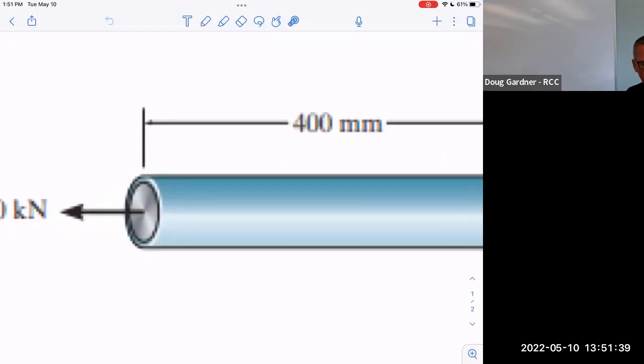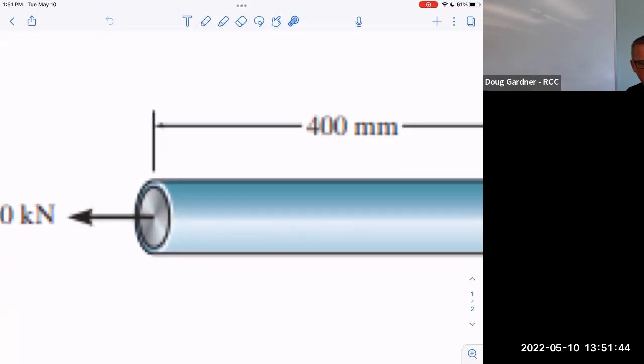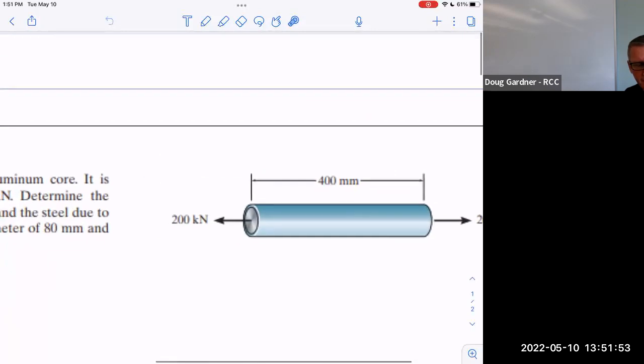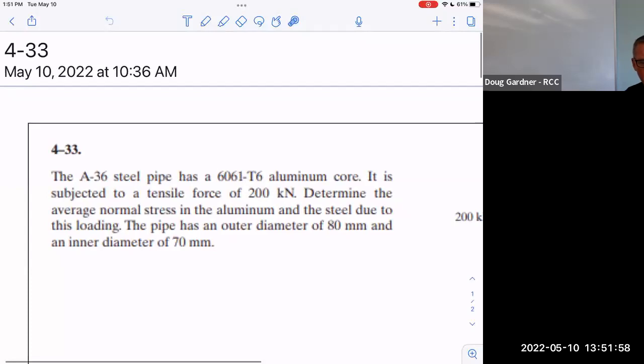But notice the drawing. What do you notice about that end right there? Notice there's blue on the outside and gray on the inside. It could just be hollow. But look what it says about it. Same material, A36 steel pipe, has an aluminum core and it's being pulled on. The steel pipe is on the outside and the inside is filled with aluminum. So it's got steel and aluminum. That's why it's a different color. It wasn't hollow, it's solid. It's just two different pieces of material.